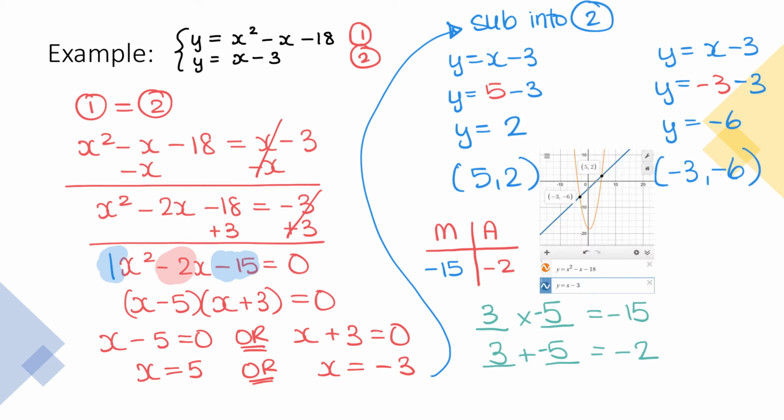And then if we squeeze in a little screenshot from Desmos, we can see that we are correct here. So negative 3 and negative 6 was a point where the quadratic equation, or the parabola, intersected with our straight line, and we have 5 and 2, which is the other point that our straight line intersected with our parabola.